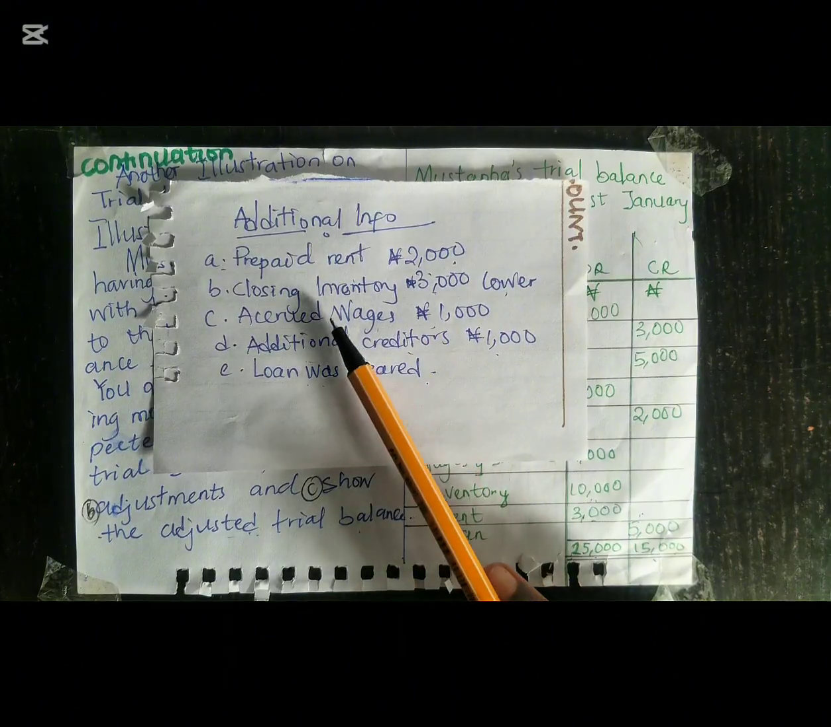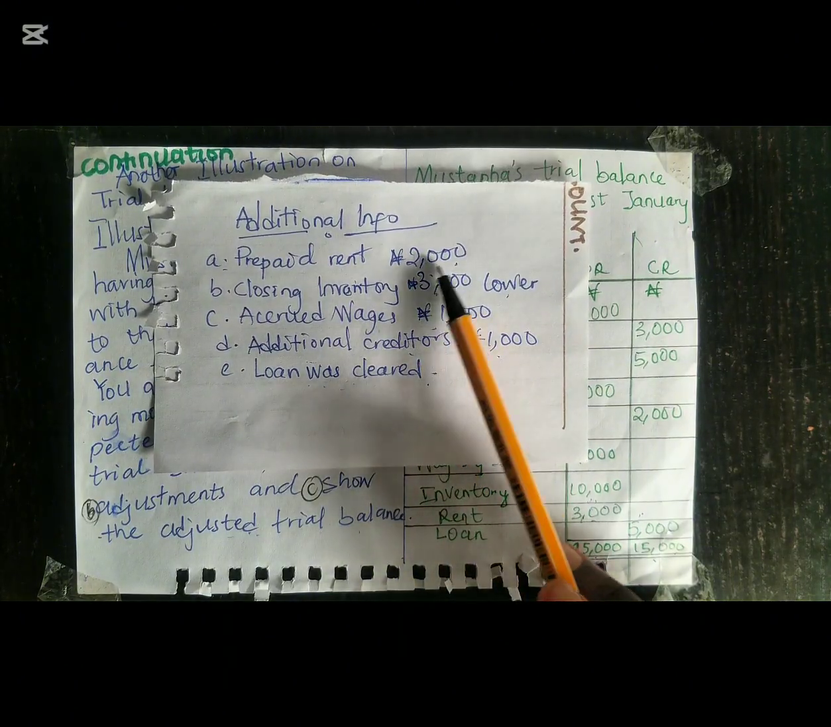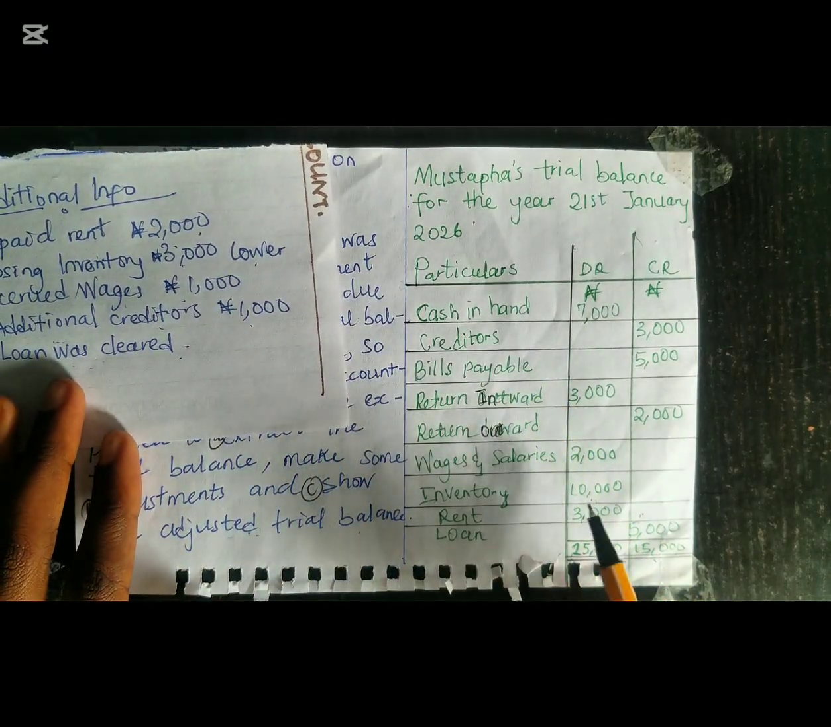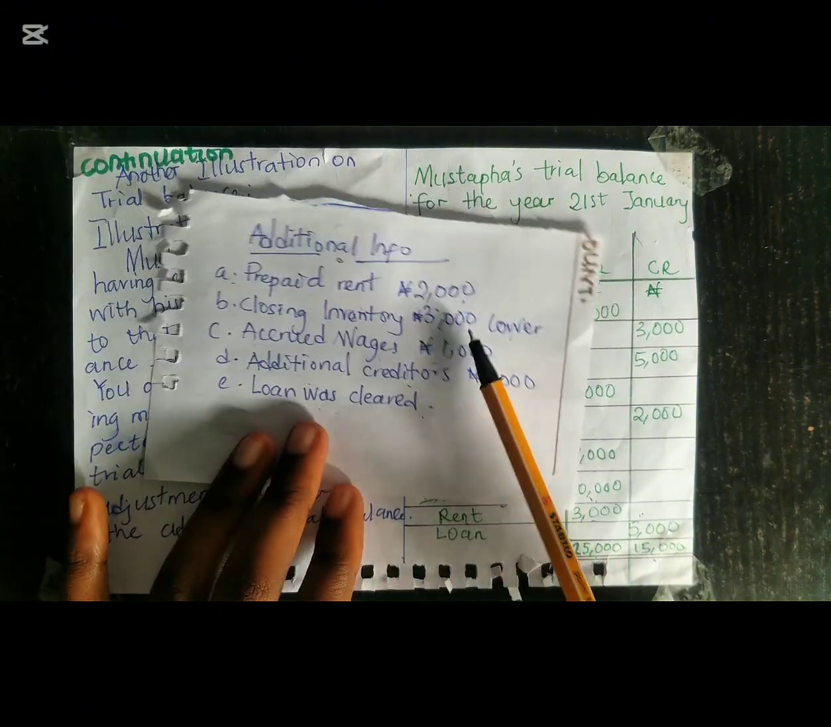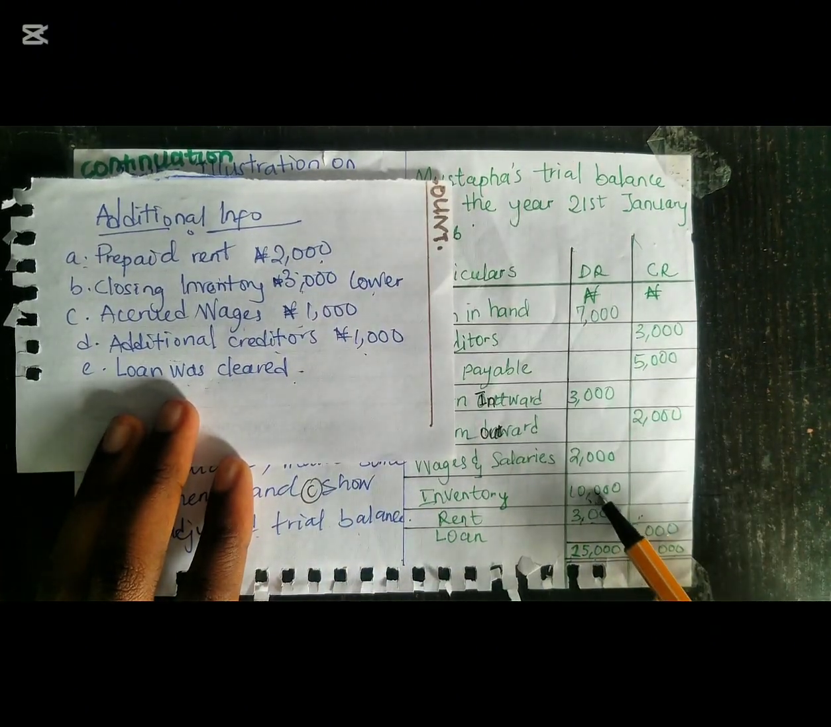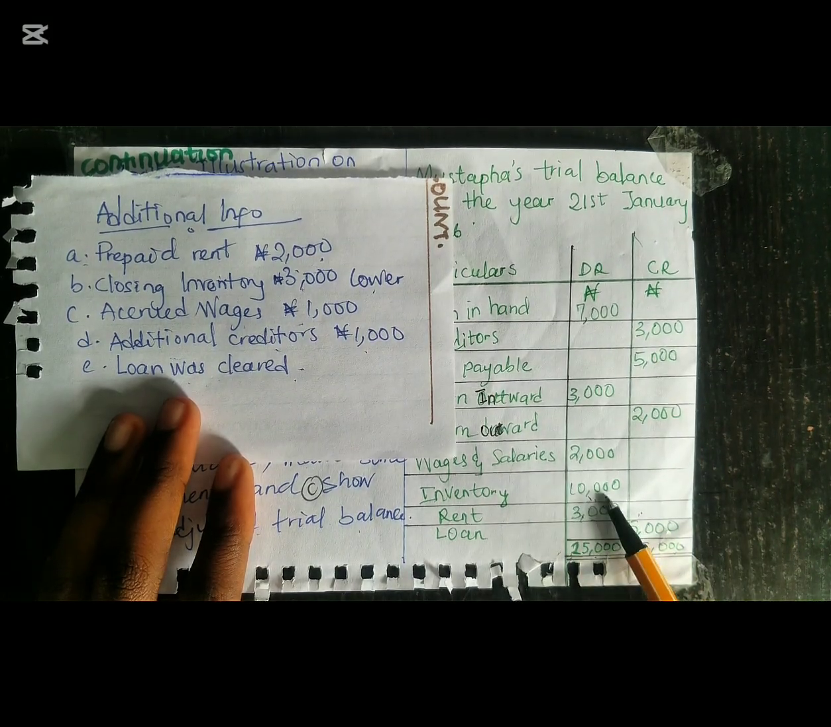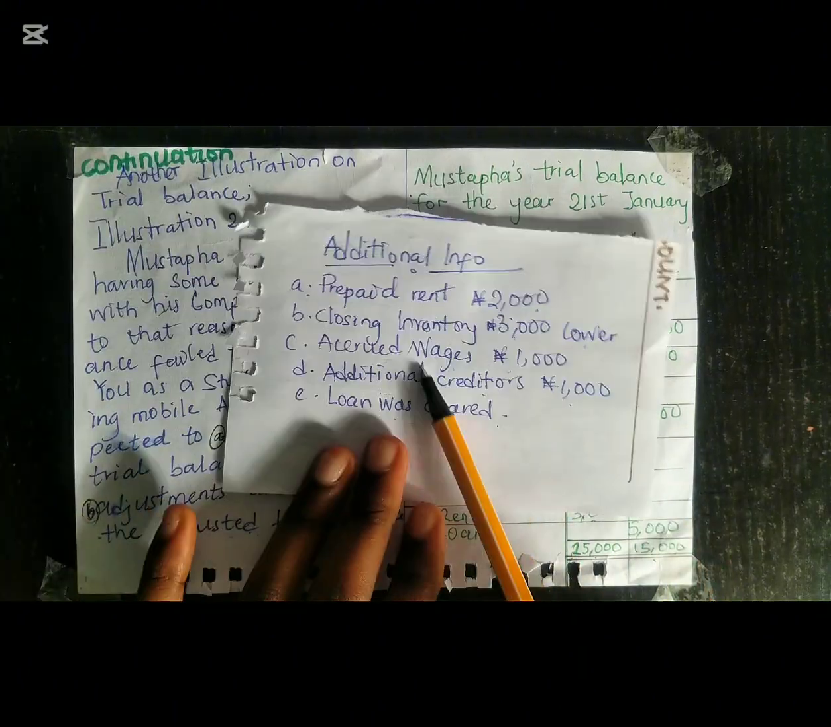So this prepaid rent, anytime you hear prepayment, you're going to minus it from the account. Closing inventory, they're telling me also that the closing inventory is lower by 3,000 naira. Our inventory that is 10,000 naira here is supposed to be lower by 3,000 naira. That means it's supposed to be 7,000 naira, right? If we put it in the debit side again, we are going to be adding to our inventory, making it 13,000 naira. But they're telling us lower, so we're going to put it on the credit side.